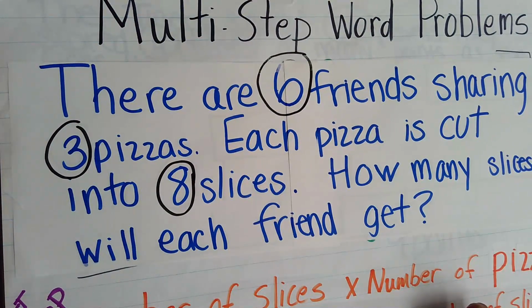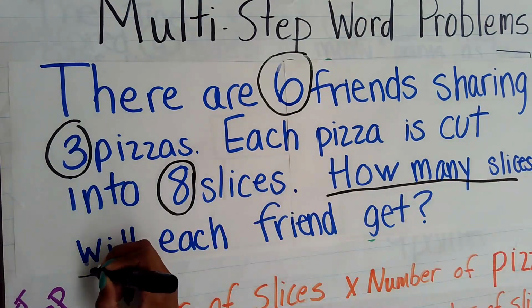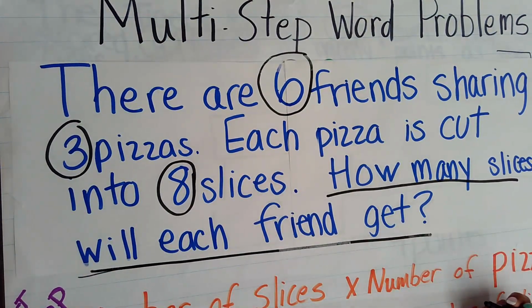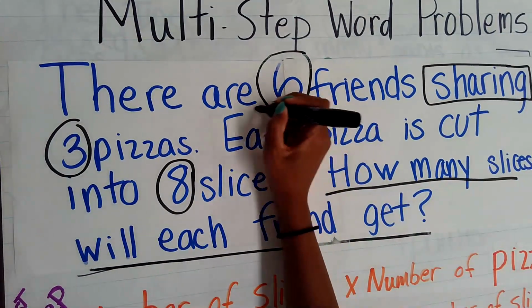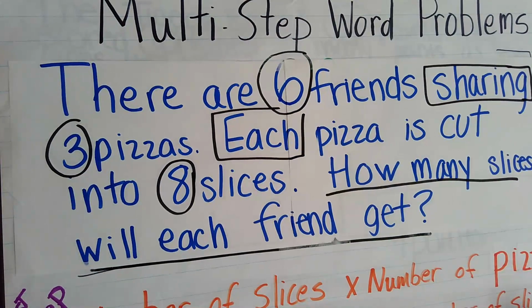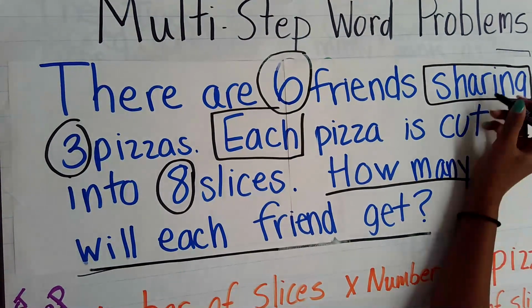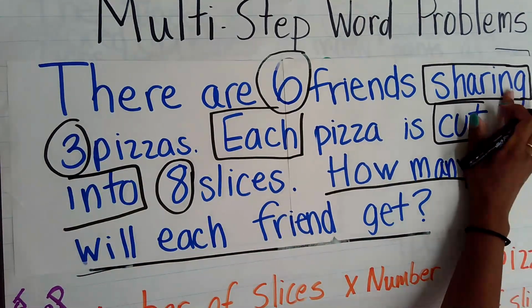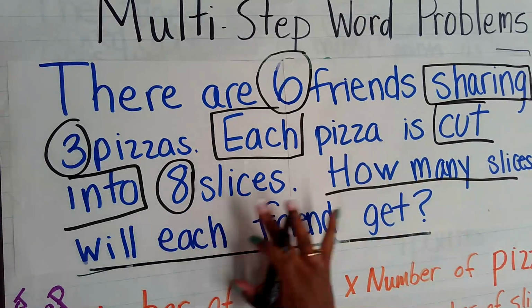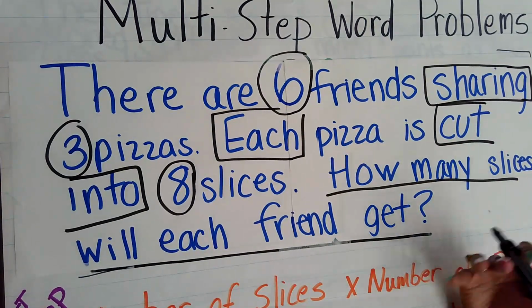Again, multi-step, I have a little more important numbers to circle. Underline how many slices will each friend get. They're asking me to figure out if we were sharing these pizzas equally, how many pieces will each friend get, or slices. Then I want to go through and box my keywords. I'm definitely going to box sharing, each, and we could even do cut into. So I'm sharing, which indicates it needs to be equal. Each pizza is cut into 8 slices, which also indicates each pizza is going to have the same amount of slices.